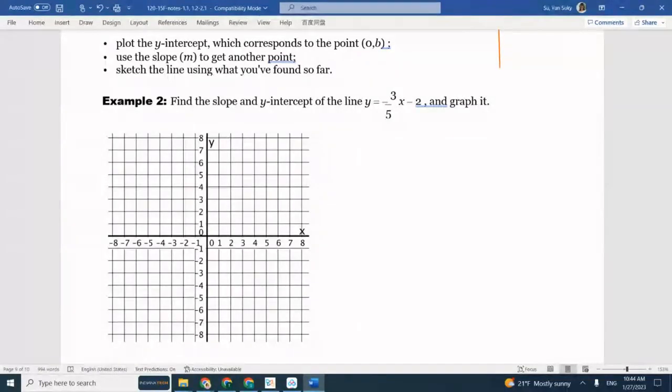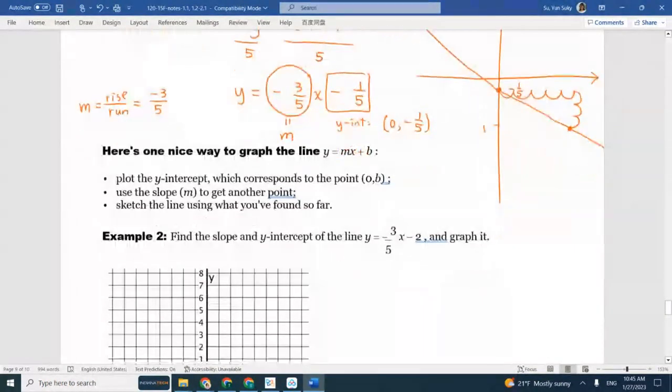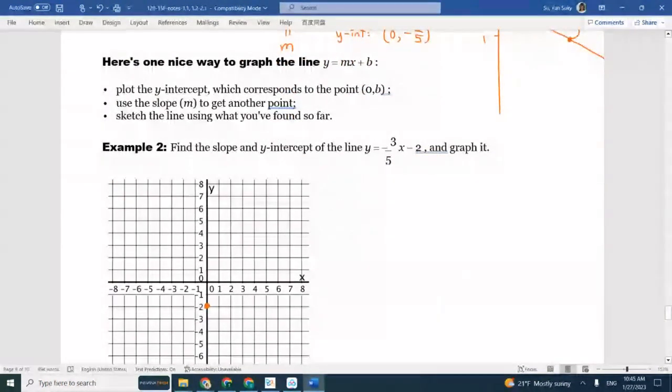The y-intercept is (0, -2), right here, yeah, everybody? And then the slope, is this slope the same as our last problem? Yes. So we go to the right 5 units, that's the run, 1, 2, 3, 4, 5. And then we go down 3 units, 1, 2, 3. So right here. And then we just connect those points together. So this is the line. Yes, everybody? Okay, good.